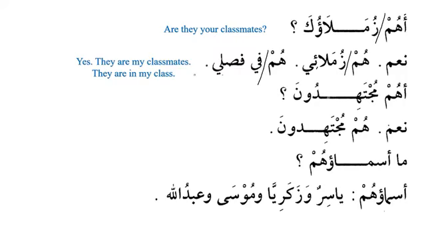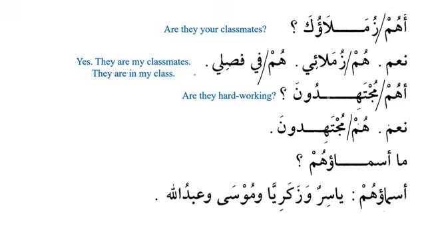And we know that ya al-mutakallim means my. So hum fi fasli, and they are in my class. Ahum mujtahiduna, are they hardworking? So mujtahidun, okay, so zamilun, and the plural of zamilun is zumala'u, and mujtahidun, and the plural of mujtahidun is mujtahiduna. Ahum mujtahiduna, are they hardworking? Naam, yes, hum mujtahiduna, yes, they are hardworking.